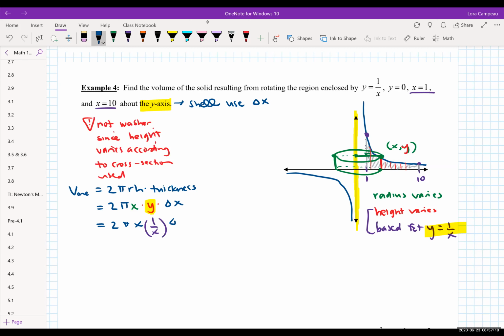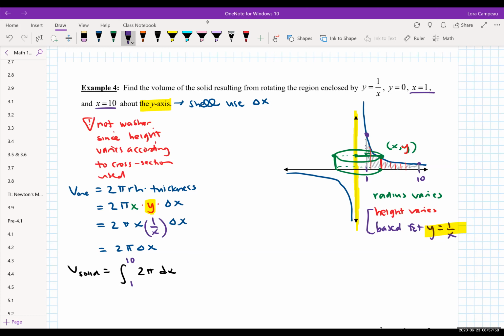Still got delta x. But now if you notice, you want to clean this up a little bit. What happens to the x's? Just nicely, we end up getting 2 pi. They divide out delta x. So now if you're ready to do the volume of the solid, I'll do it this way. What do you have? The integral 2 pi dx. And then now you're just trying to understand, what are my limits of integration? If I am slicing up the x-axis, it should be going from x equals 1 to x equals 10.